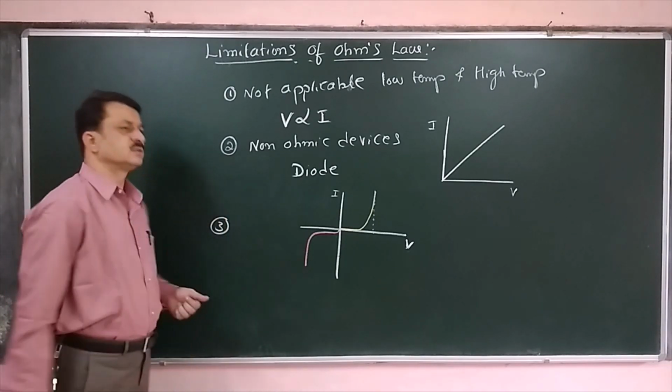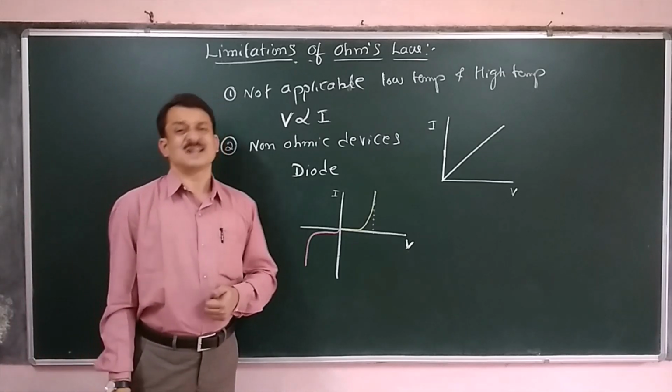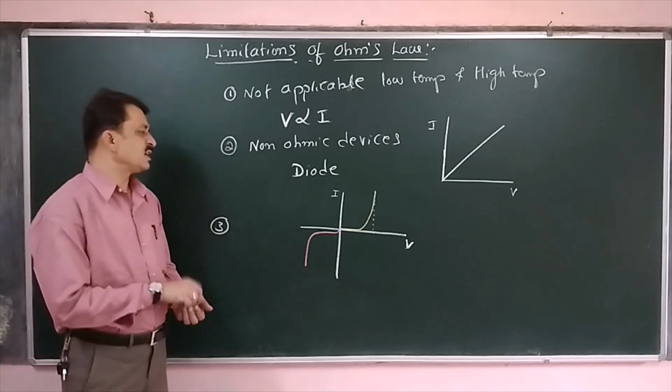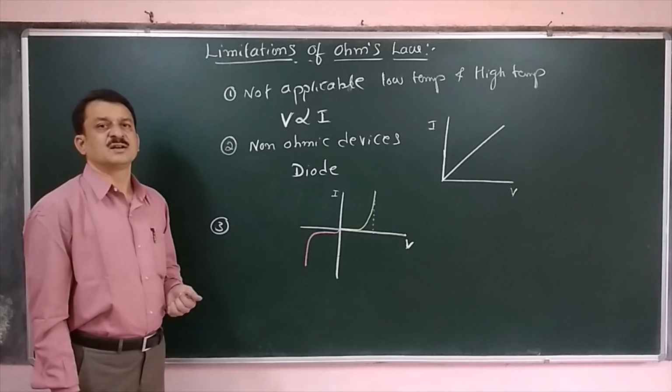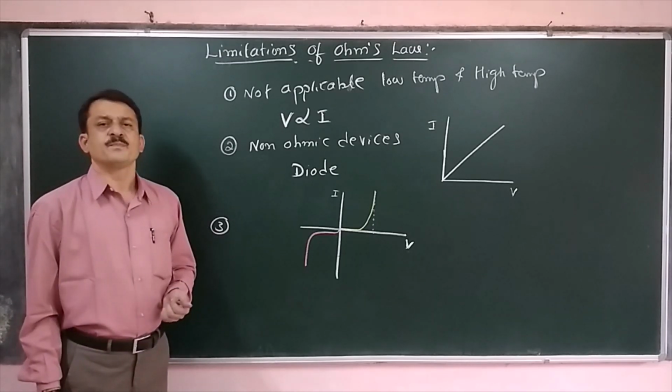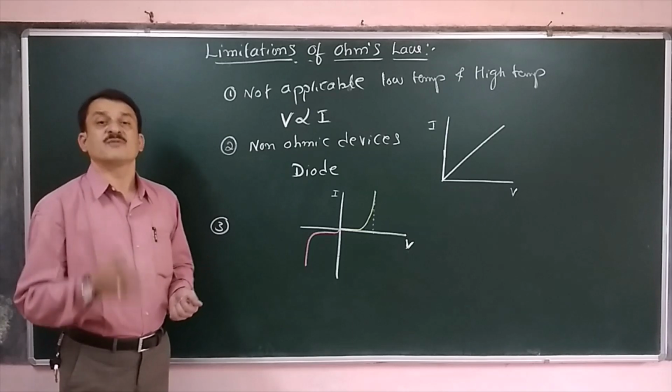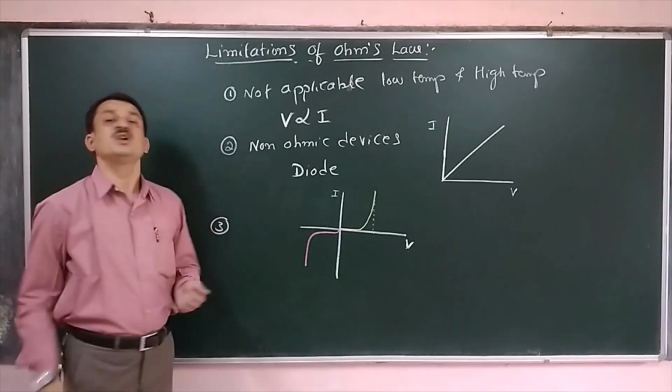And the third one, in the case of gallium arsenide, it is a semiconductor material. There also we are getting the same amount of current for a longer range of voltages.